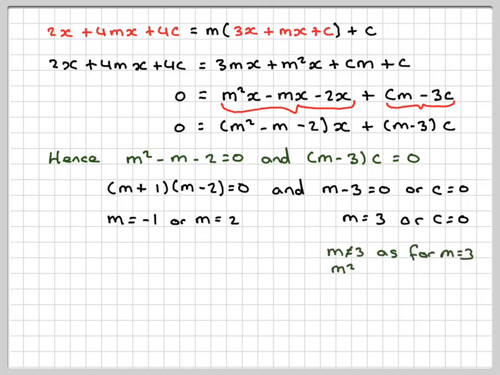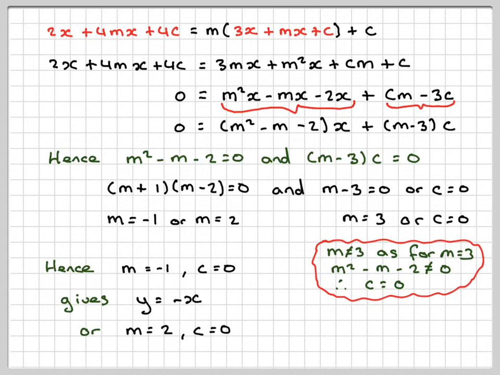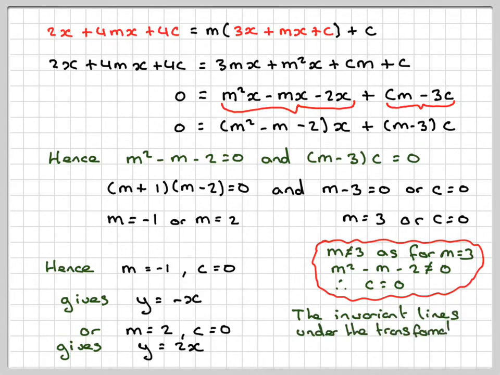So m cannot be equal to 3, because for m equal to 3, m squared minus m minus 2 is not equal to 0. c must be equal to 0. Hence, m is equal to minus 1, c is equal to 0 is one possible solution, which gives the line y is equal to minus x, or m is equal to 2 and c is equal to 0, which gives the line y is equal to 2x. So the invariant lines under the transformation are y is equal to minus x, or y is equal to 2x. Now we can look at this using this GeoGebra app.